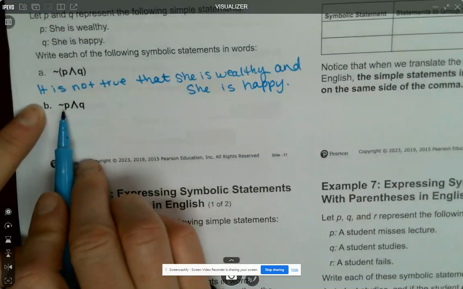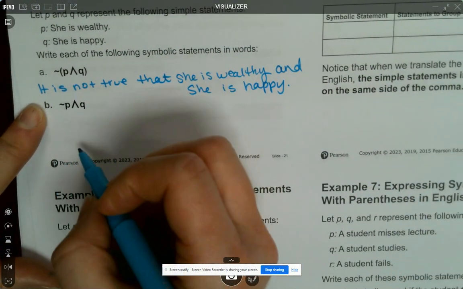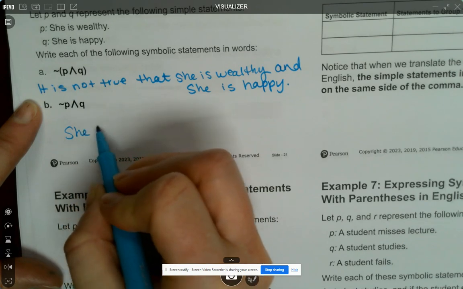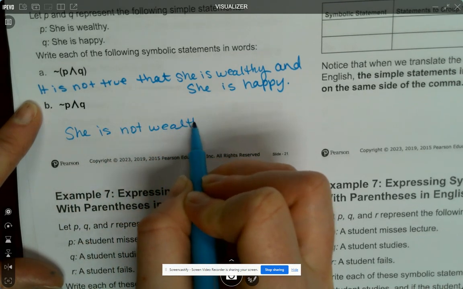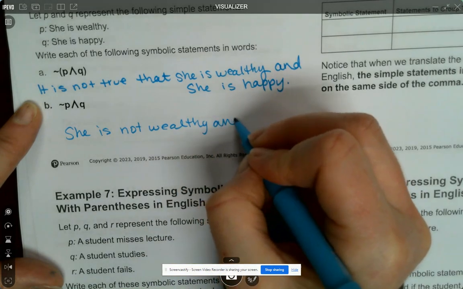The next one just has the negation with P. So she is not wealthy and she is happy.